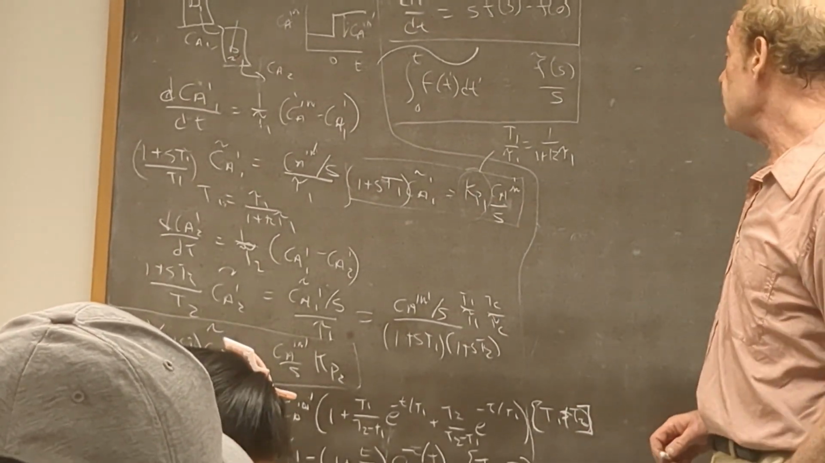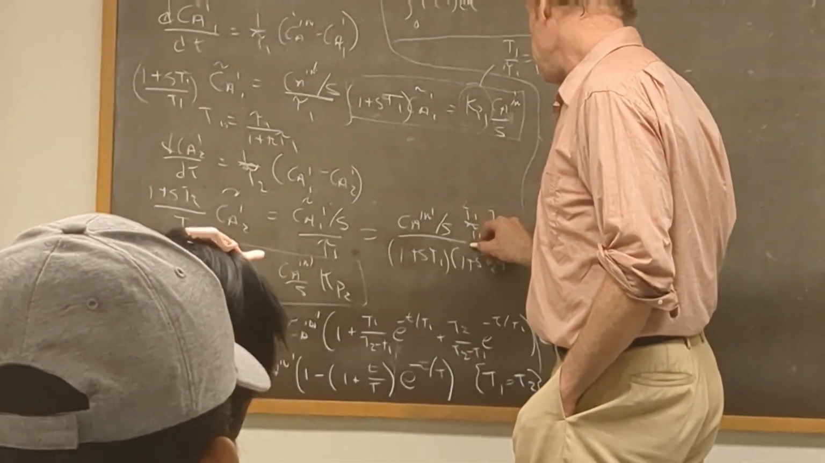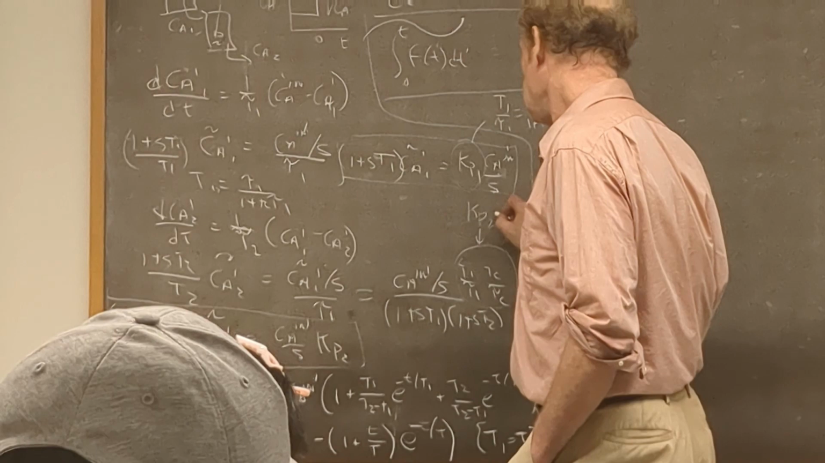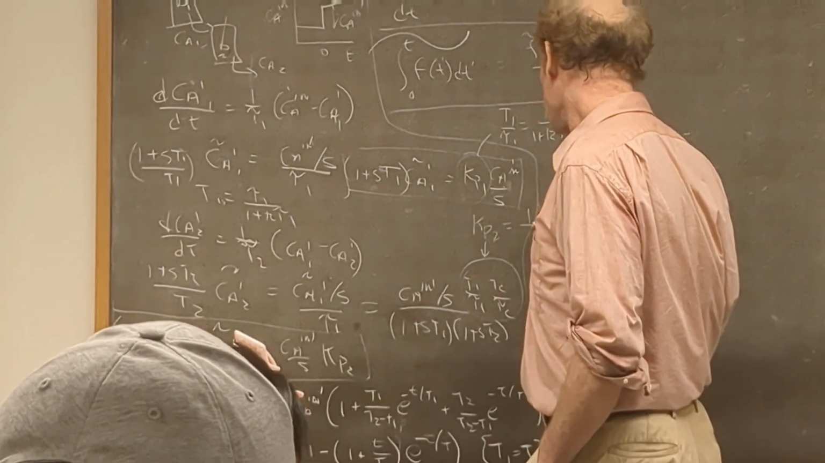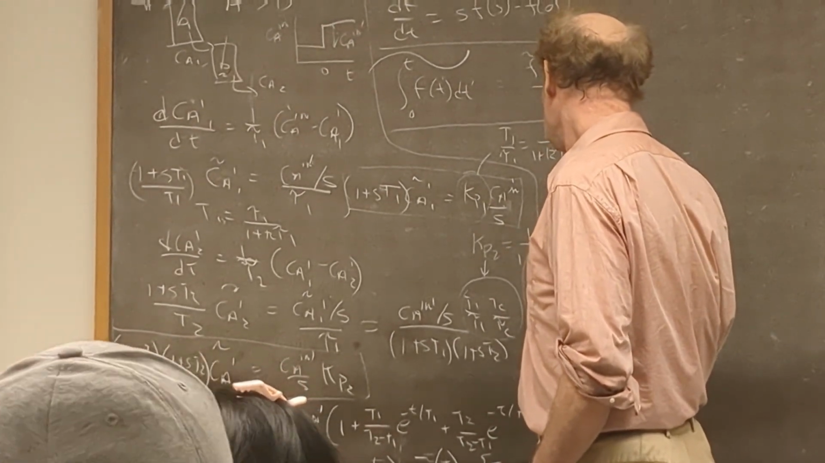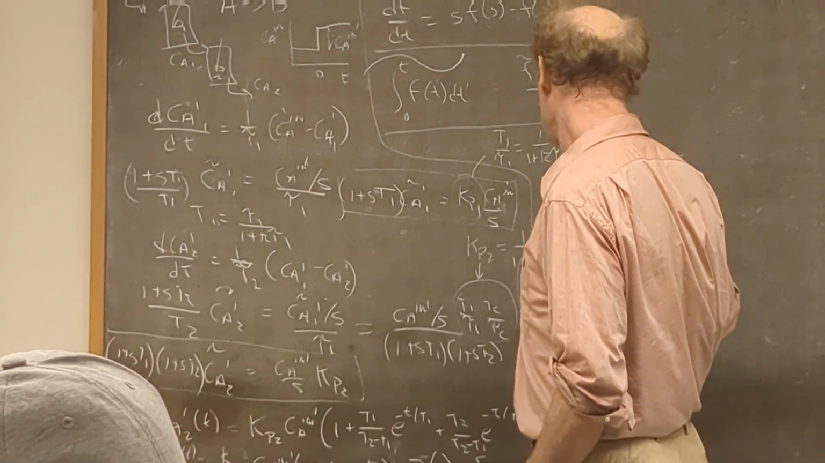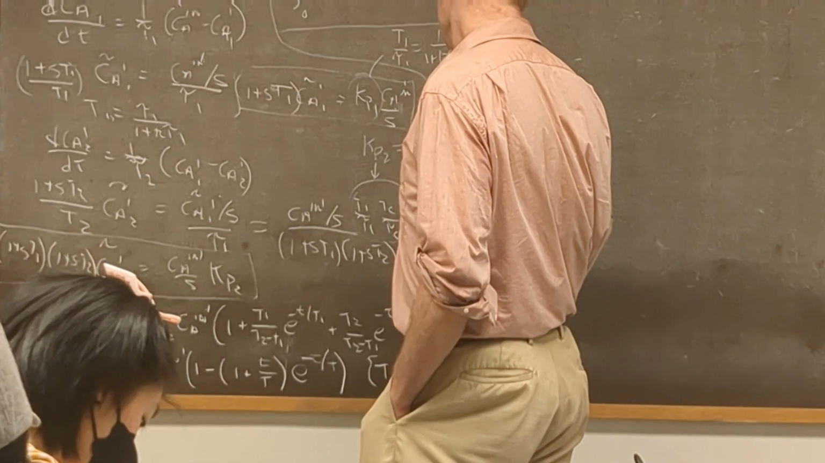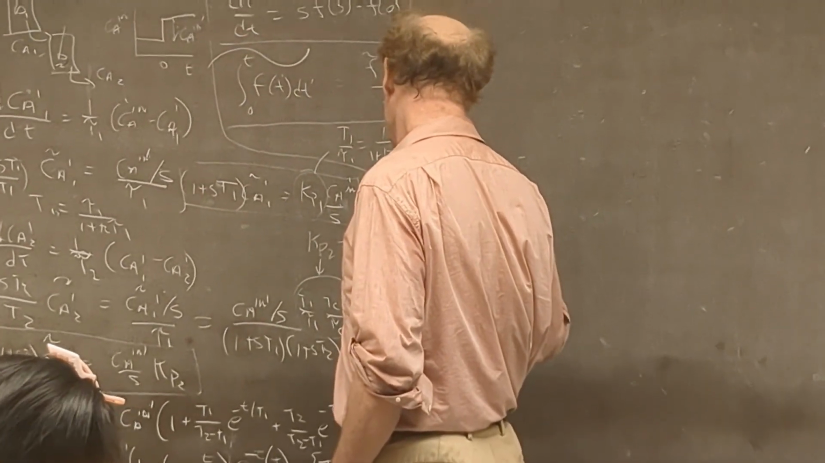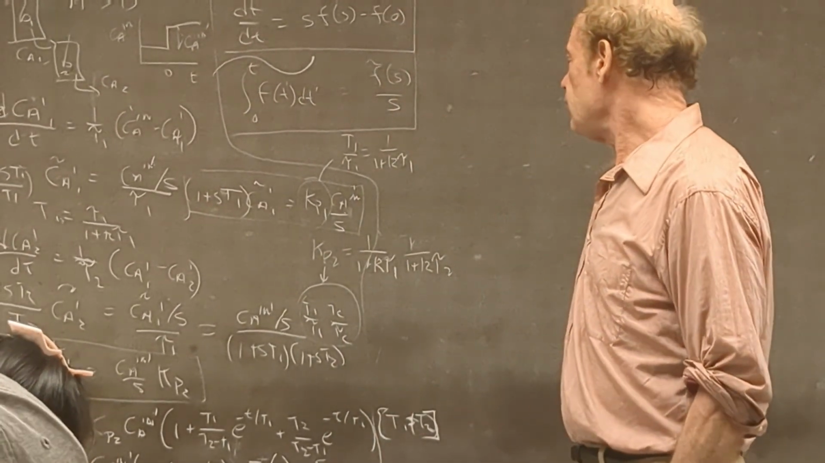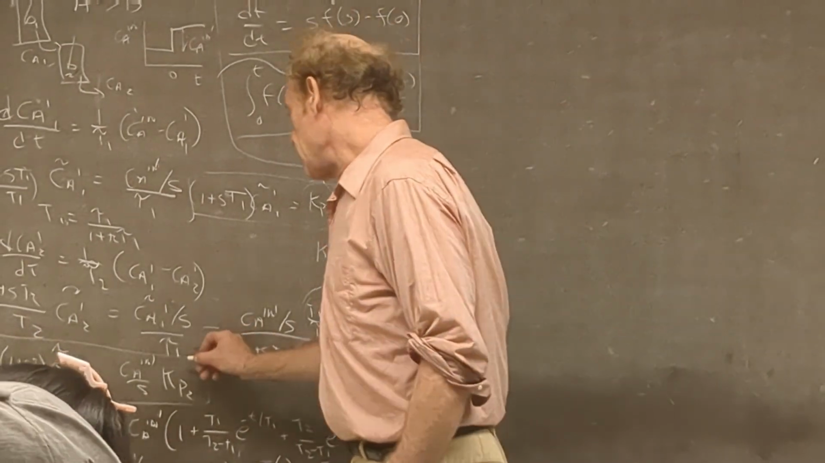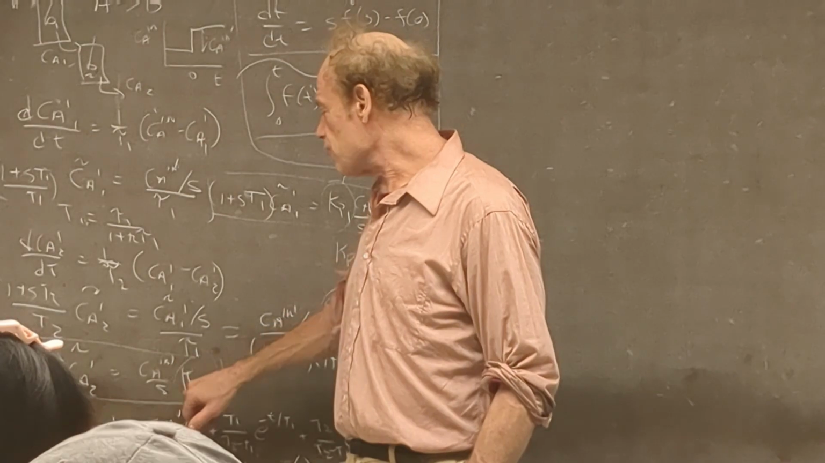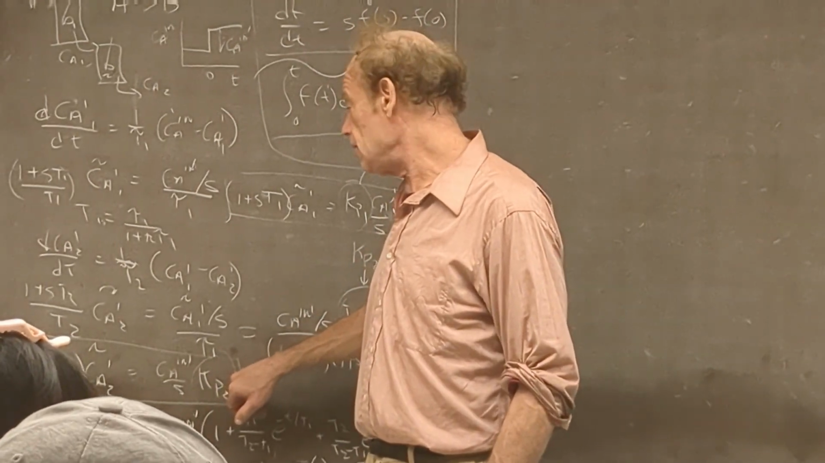Similarly, in the second case, this is Kp2, which was 1 over 1 plus K tau 1 times 1 over 1 plus K tau 2. So again, you see it right here. What you have is Ca in prime over S times the steady state gain on the right.